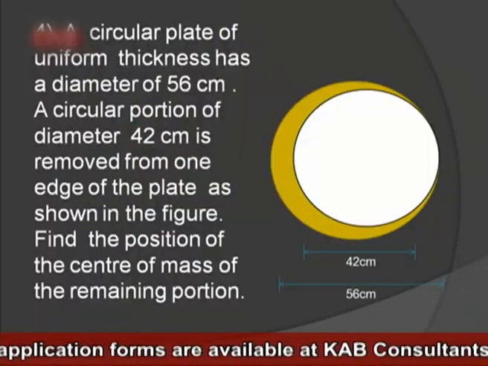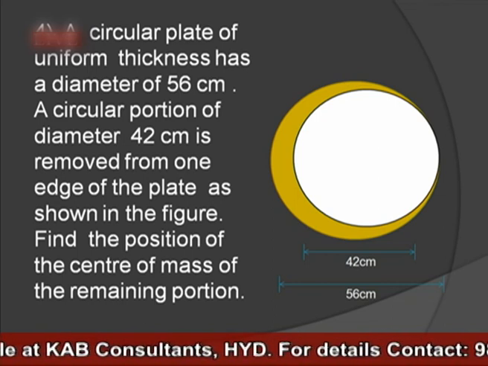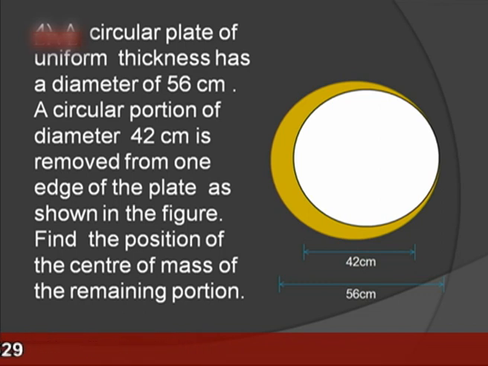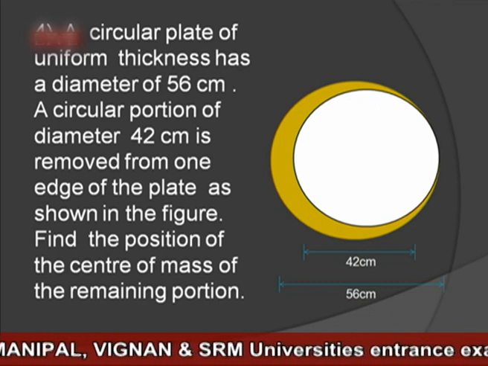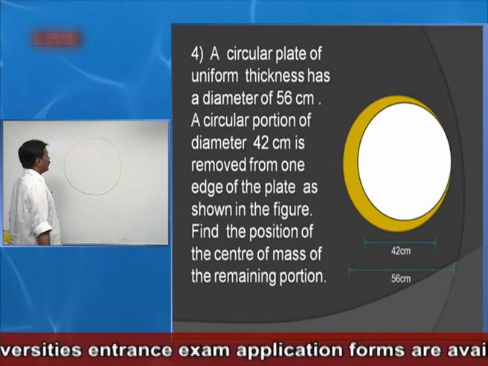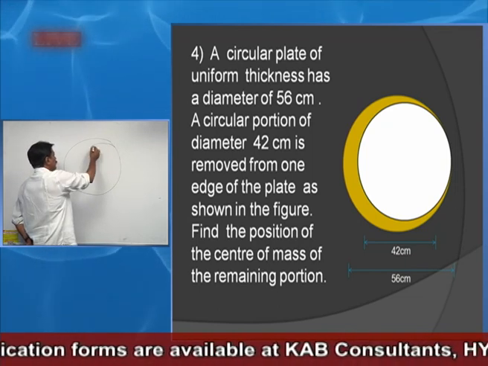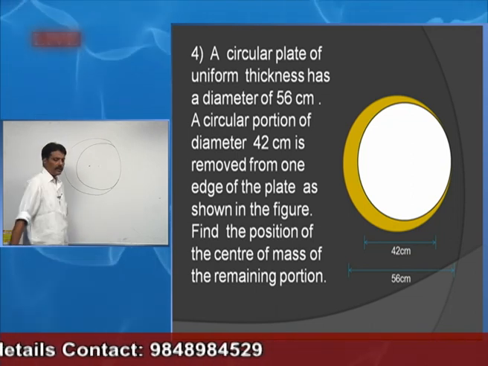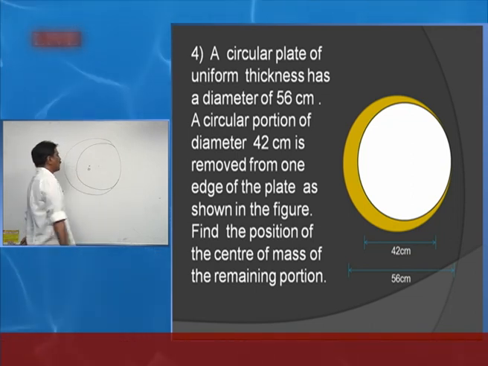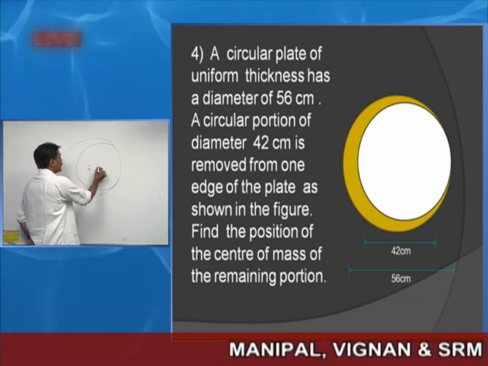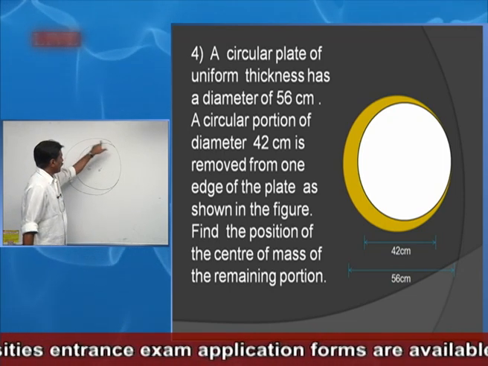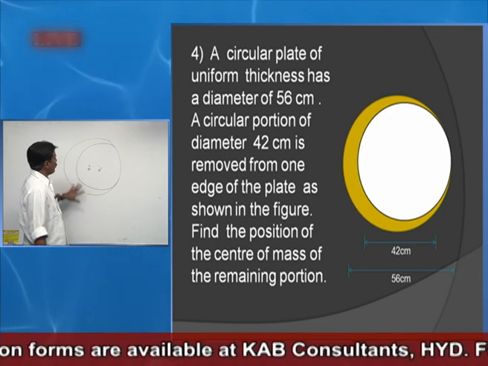Next one, you see: a circular plate of uniform thickness has a diameter of 56 centimeters. A circular portion of diameter 42 centimeters is removed from it. See, this is the circular plate from which this is removed. Suppose the original center of the circular plate is O, and the center of the removed portion is O dash. This is the removed circular part, and this is the original circular part.